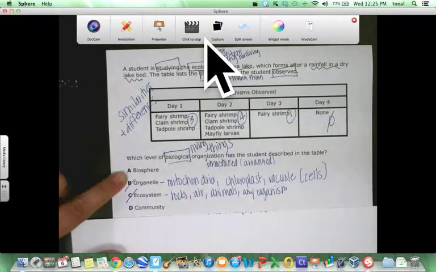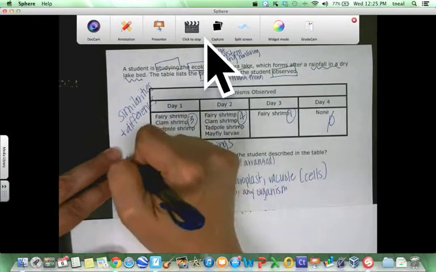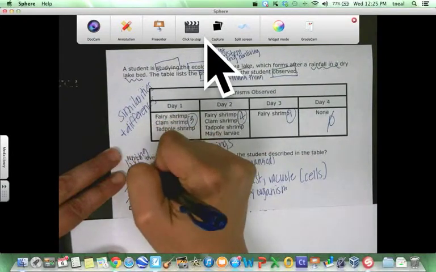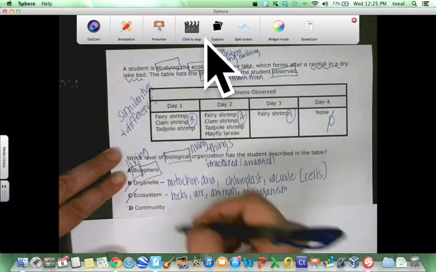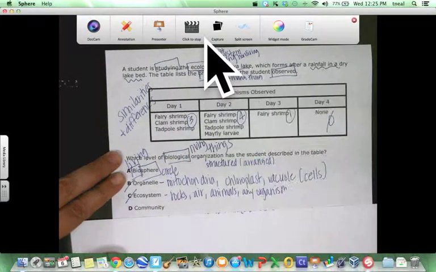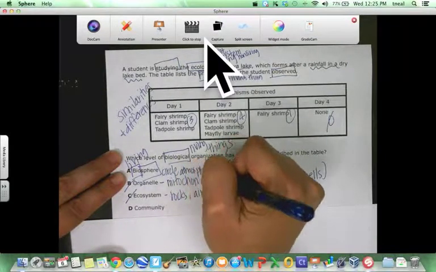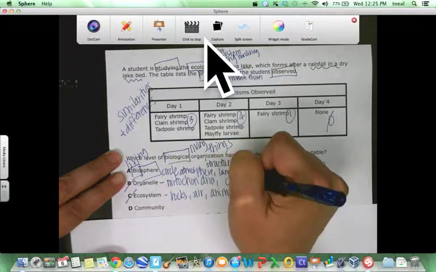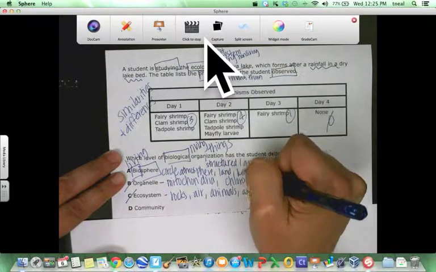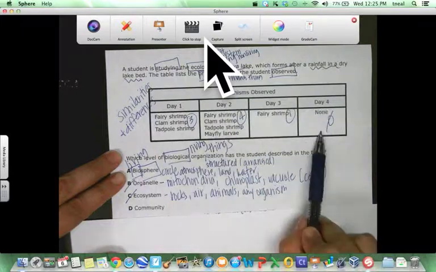The biosphere. Bio means living. Sphere, that's a circle. So it's a living circle. So think of the living circle of the whole world. You're going to think of the atmosphere. You're going to think of the land. You're going to think of the water. The entire earth. Is she mentioning the entire earth in this table? No, she is not. Or he is not.